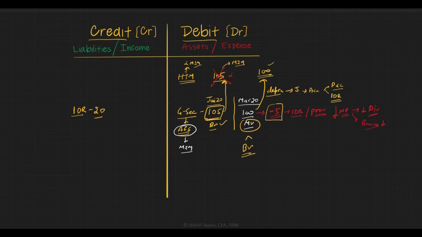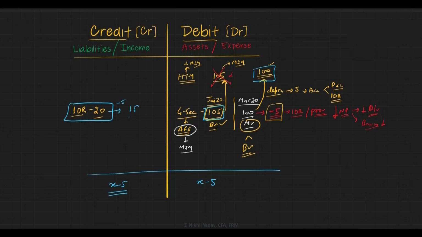So in this case, notice that the book value is changing from 105 to 100. So we are decreasing the size of the balance sheet by 5. How would that happen? We'll have to correspondingly debit something on the credit side, which is IDR. So IDR will also correspondingly reduce by 5 and will remain as 15. Had there been no IDR, we would have debited the P&L by 5.